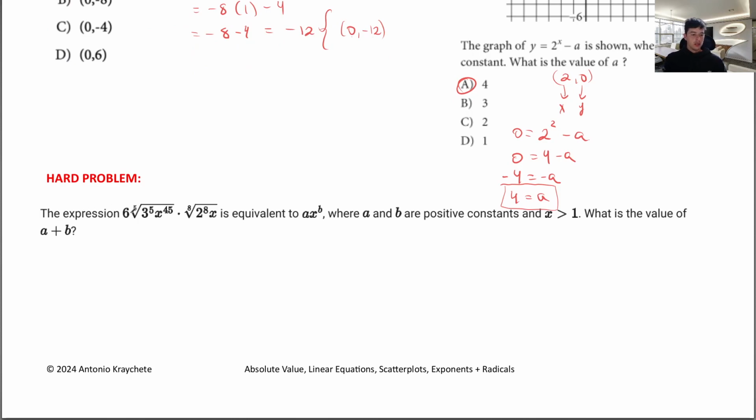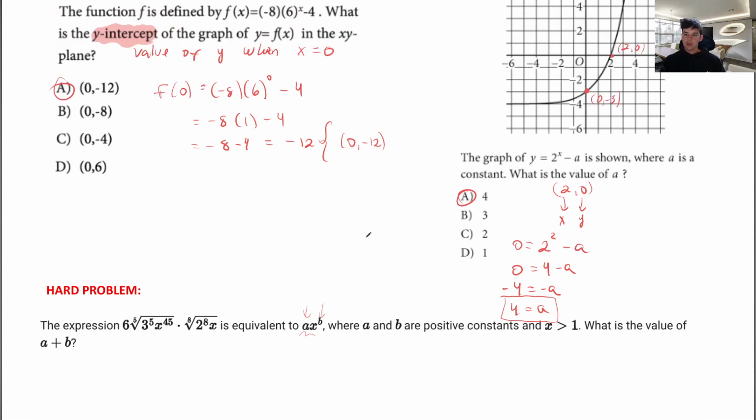Hard problem. The expression 6 times the fifth root of 3 to the 5th power x to the 45th power times the 8th root of 2 to the 8th power x times x is equivalent to ax to the b power, where a and b are positive constants and x is greater than 1. What is the value of a plus b? So we gotta find a, we gotta find b. What they're asking is ax to the b power, so I know we gotta turn every single radical into exponents because that's what we have here. So let's start doing this.